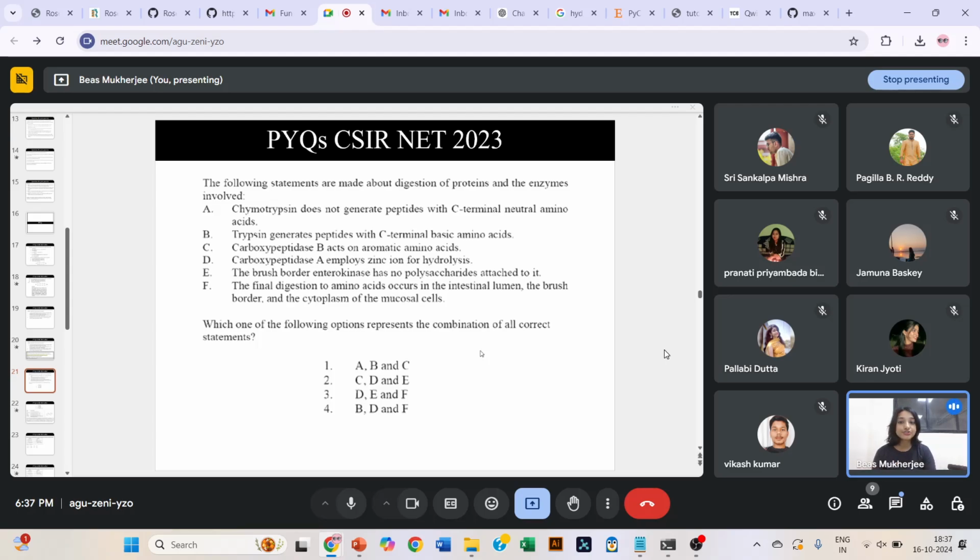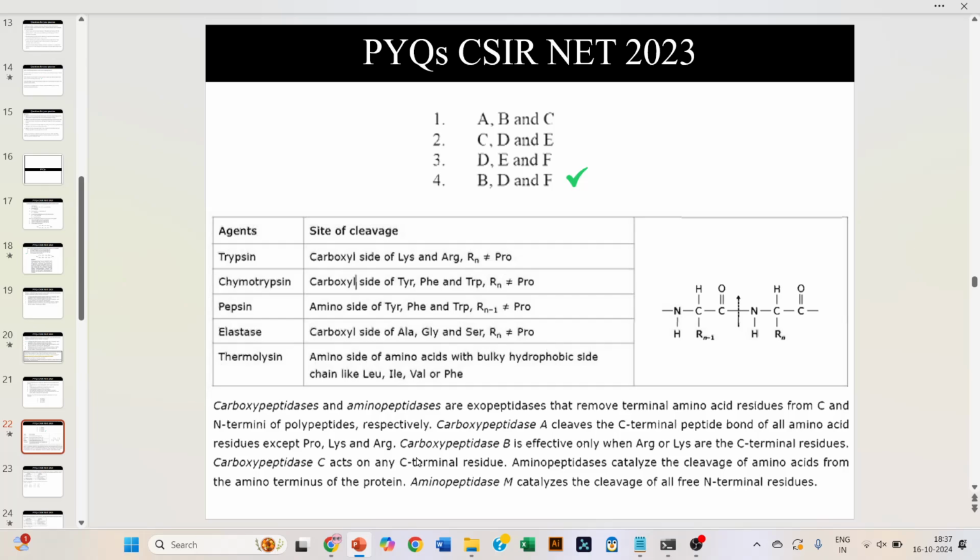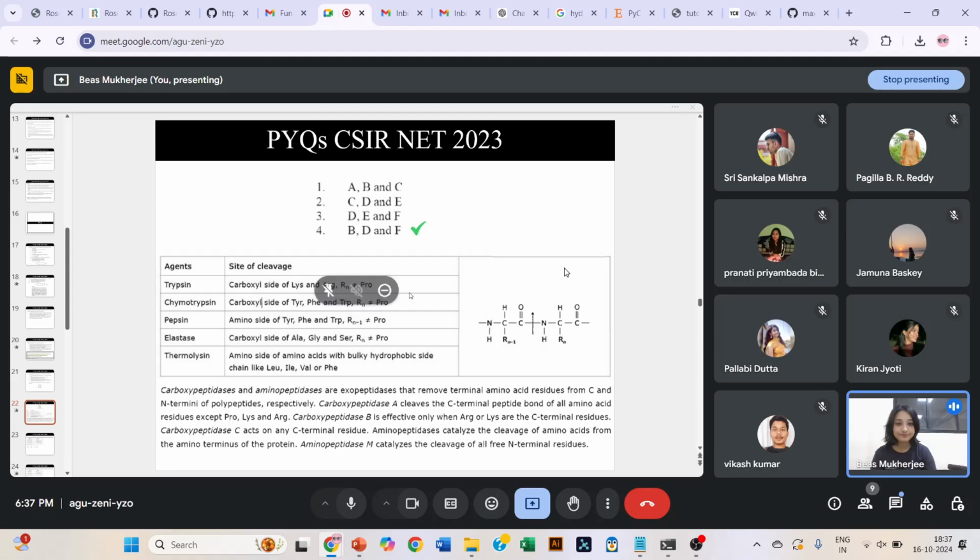The final digestion of amino acids occurs in the intestinal lumen, the brush border and the cytoplasm of the mucosal cells. So which of these are correct? All of the combinations are correct. So let's try to solve this. Option 4. So you're saying that 4 has all of these correct. Okay, let's see. Yes, very good. 4 has all of these correct.